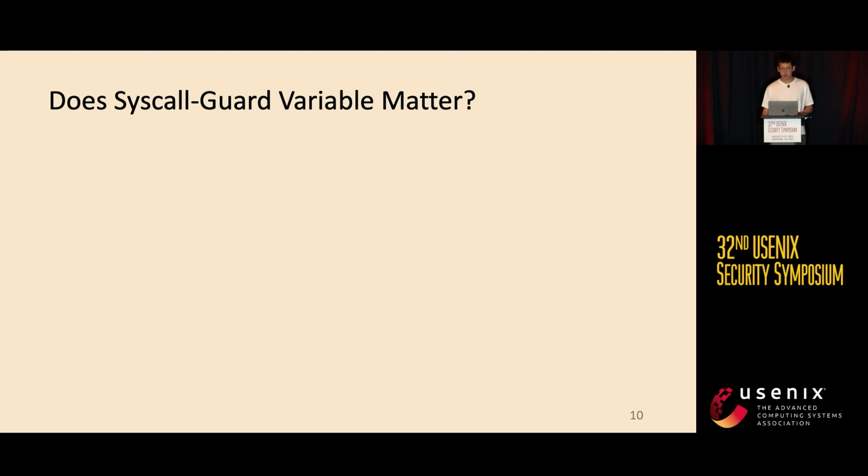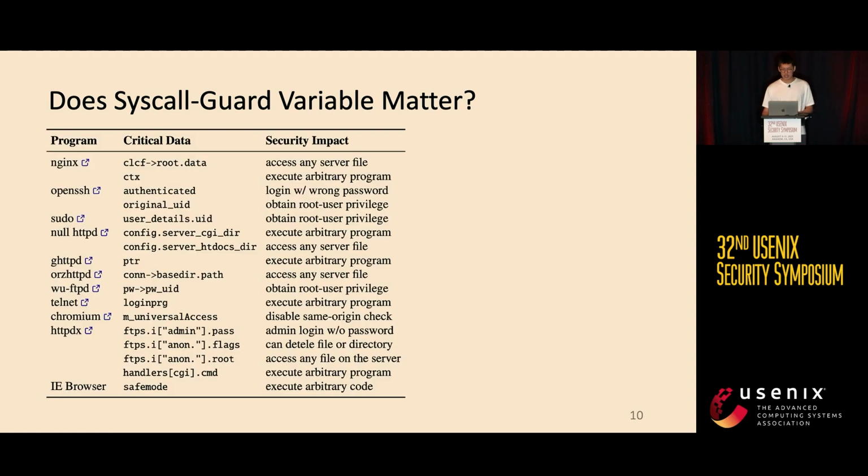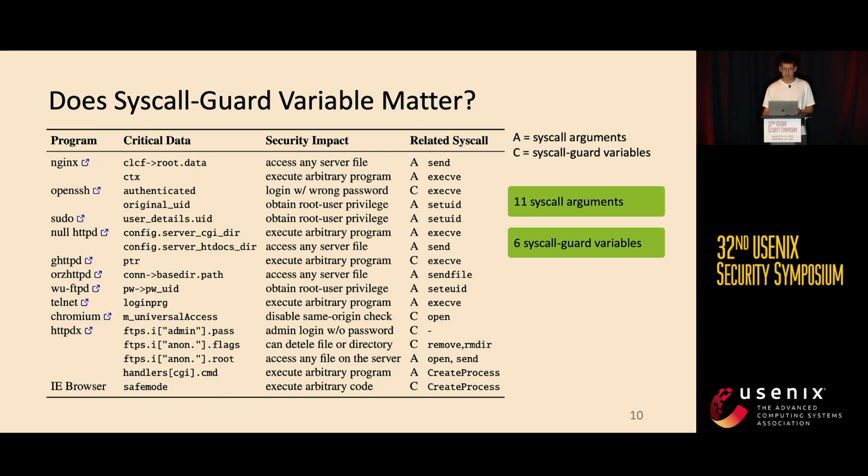Before going deeper, we want to know whether Syscall-Guard variables really matter in data-only attacks. By checking 17 existing data-only attacks, we found 11 variables are Syscall arguments, which can be identified by previous work like flow stitch, and all others are Syscall-Guard variables.